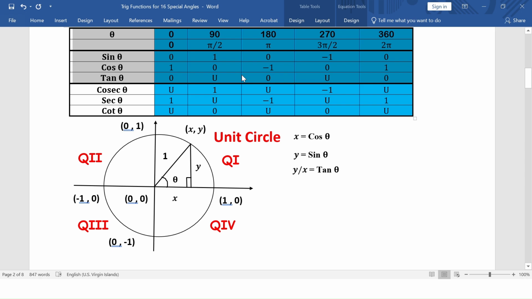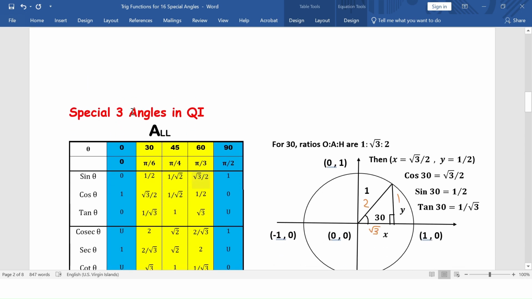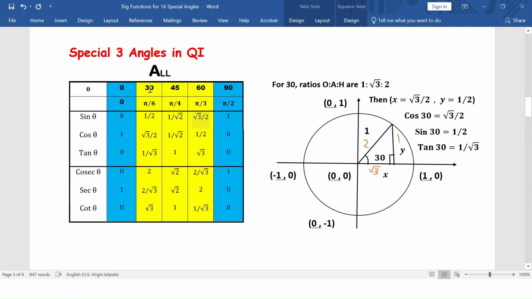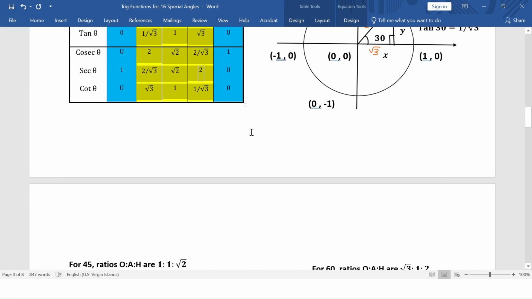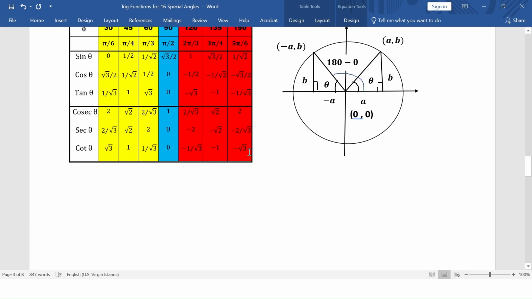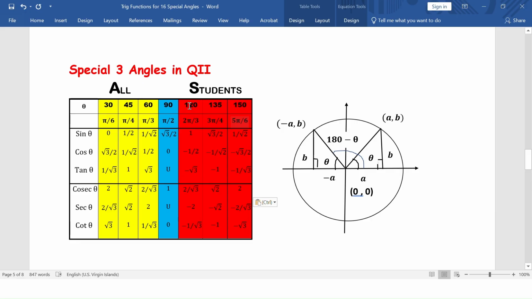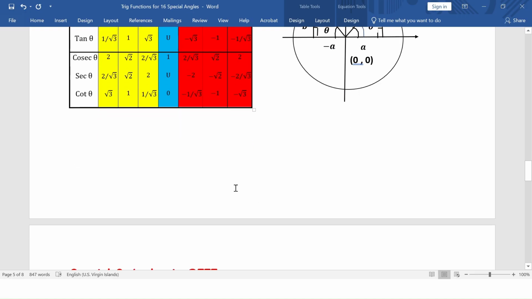So if you just memorize these, they are enough. And then for the special angles, just memorize 30 and 45 and 60. If you memorize this, then you must just know the link. How do you link them? Quadrant 2: by finding 180 minus these three special angles. Link them there, and you use that method we're doing.